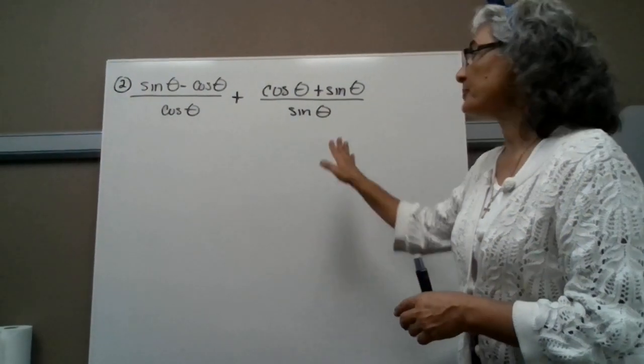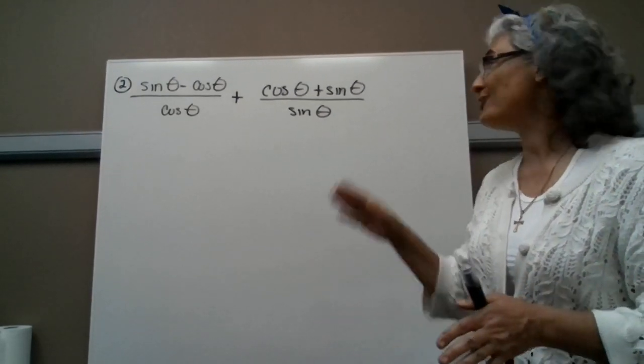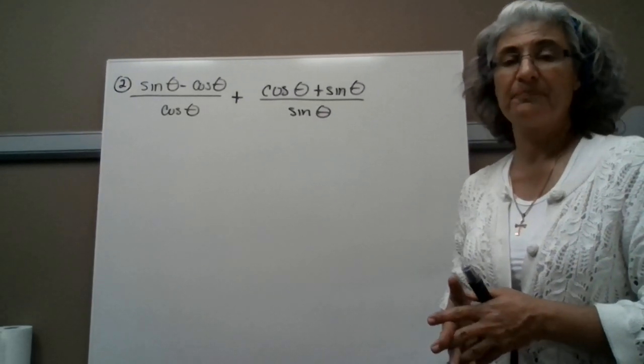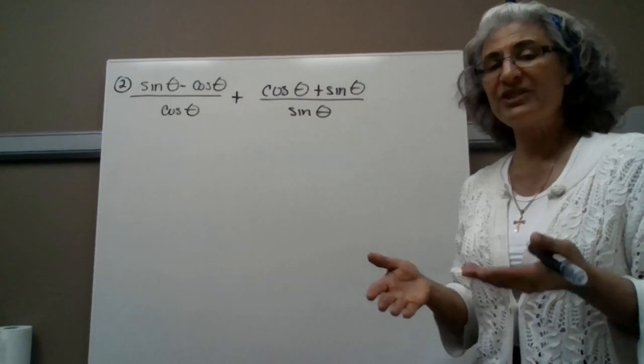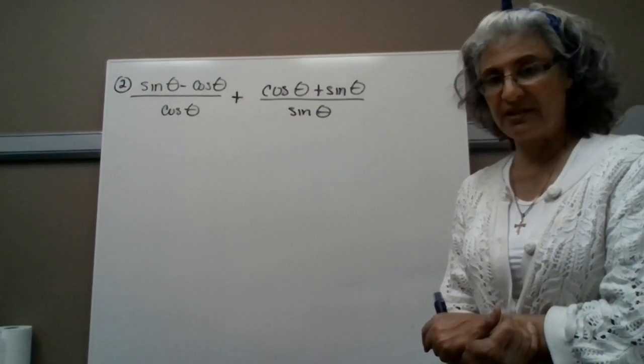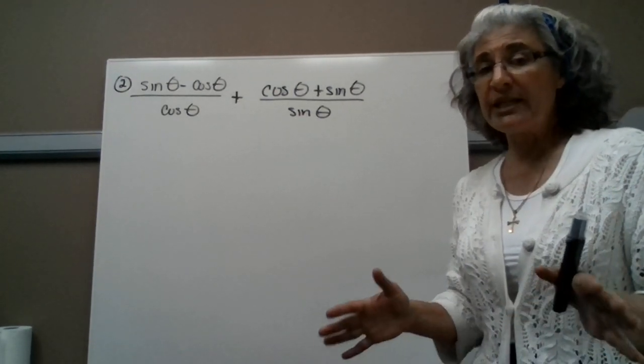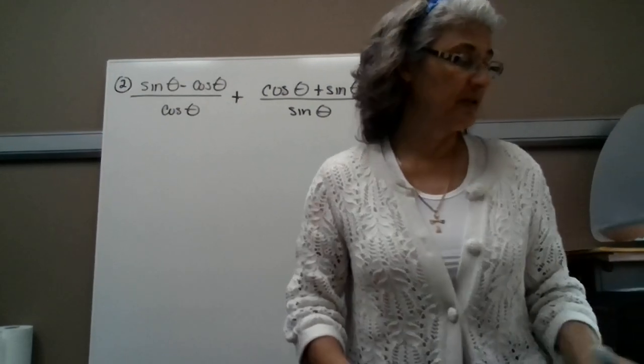Okay, I'm back. Here's problem number 2 that we need to simplify. Now here's what you need to understand. I know this involves a lot of trig functions, but aren't we just adding fractions? And to add fractions, don't we just need a common denominator? So that's all I'm going to do right now, get myself a common denominator.